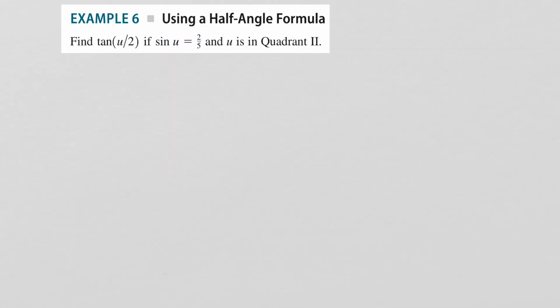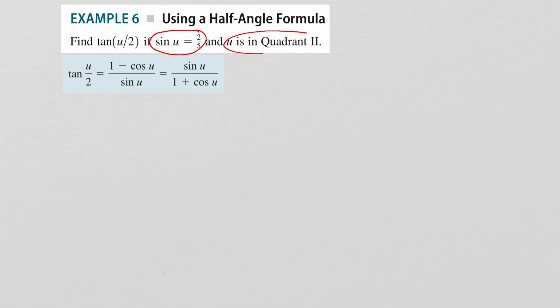So for the next one, we want to find the tangent of u divided by 2 if the sine of u is equal to 2/5 and u is in quadrant 2. So let's bring in the tangent formula. And notice that to do this correctly, no matter which of these two formulas you choose to use, you do need to know the sine of u and you need to know the cosine of u.